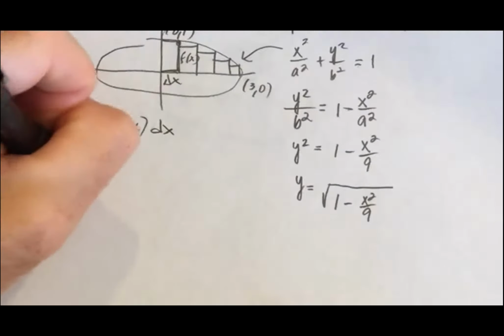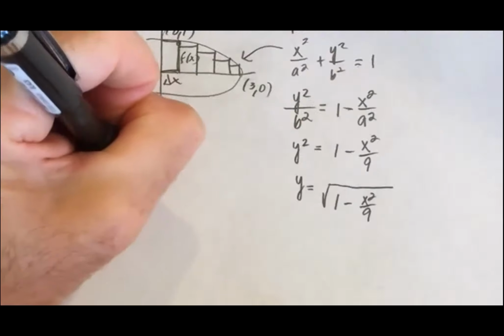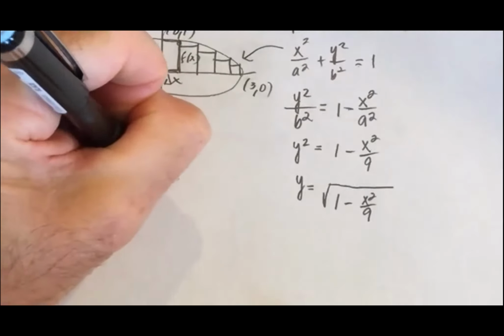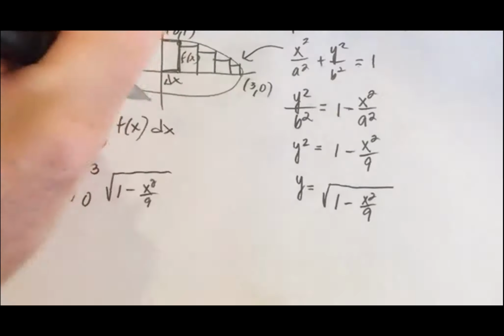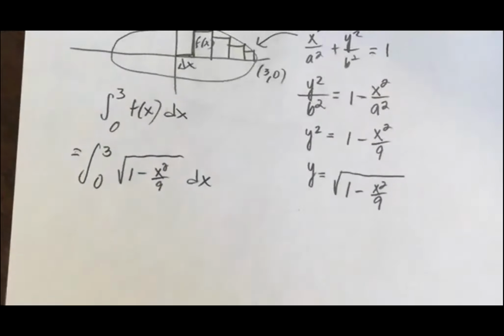All right, here we go. 0 to 3. So I've got the square root of 1 minus x squared over 9 dx. So if I could find this integral, I would have a quarter of the area. I can multiply it by 4. I'd have the area of an ellipse. How are we doing so far? Good?